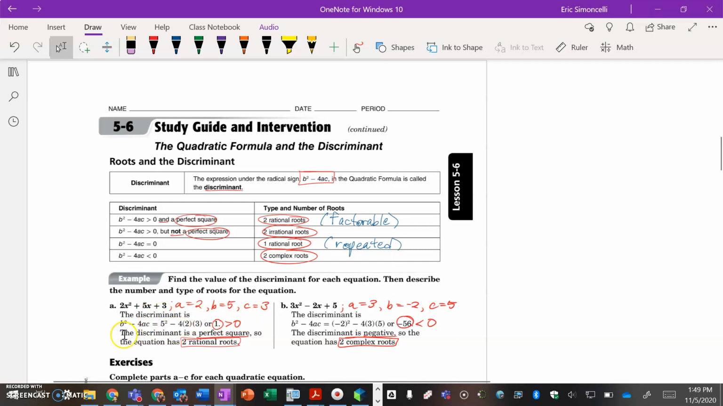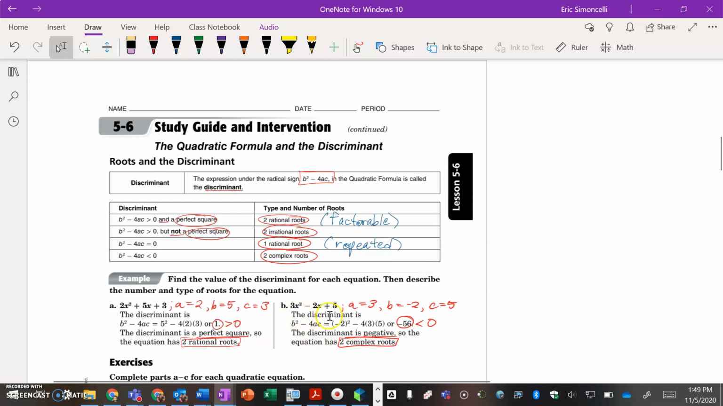If we do b squared minus 4ac, we see that 5 squared minus 4 times 2 times 3. Do the math. That ends up being 25 minus 24, which is 1, which is greater than 0. 1 is a perfect square, so the discriminant is a perfect square, and the equation has two rational roots, and you could have factored that quadratic from the beginning. Just something to keep in mind as you're doing these. If I asked you to solve it, you should have two rational roots as nice values, so to speak, because it's factorable.